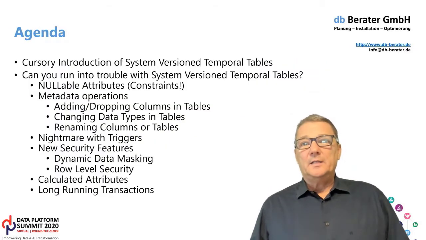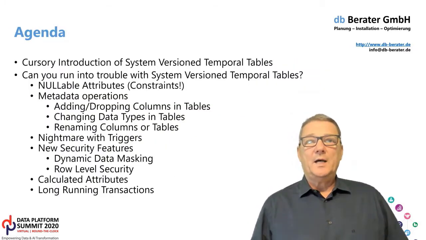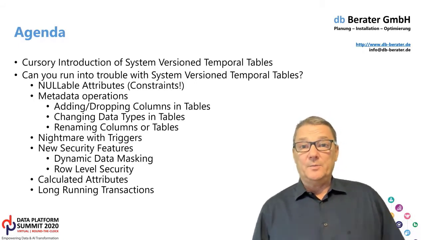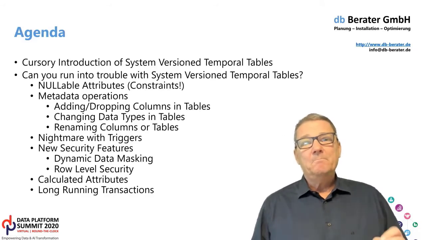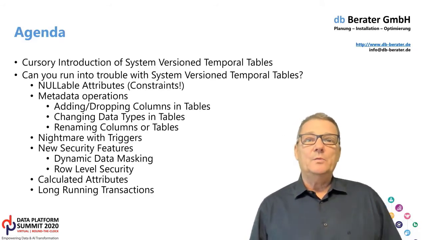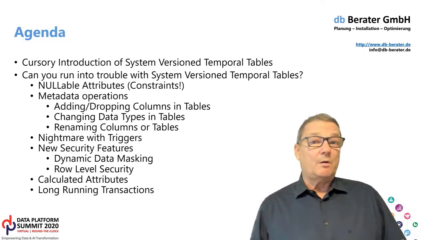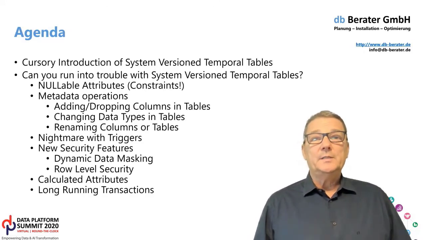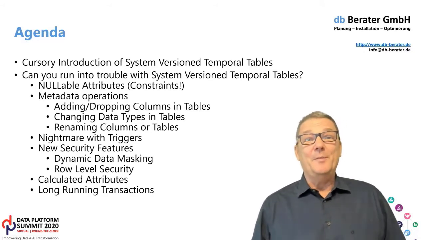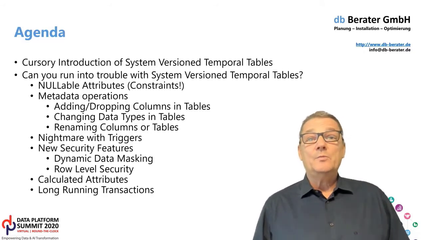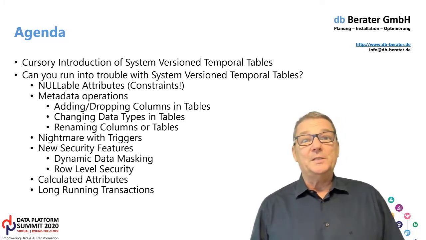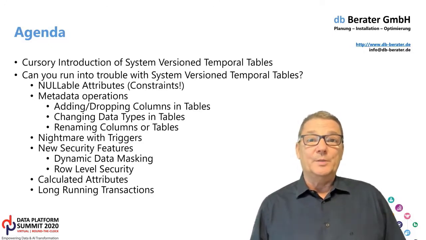So what will be our agenda today? First of all, we need to have a cursory introduction to system version temporal tables so that you all will have the same level of knowledge about it. Afterwards, we go into the pitfalls you might have when you're working with system version temporal tables. We'll talk about nullable attributes, which are constraints in a table, and we are talking about metadata operations, the nightmare of triggers, which can be a nightmare, and we want to see how the new security features, which are implemented since SQL Server 2016, will work with system version temporal tables.